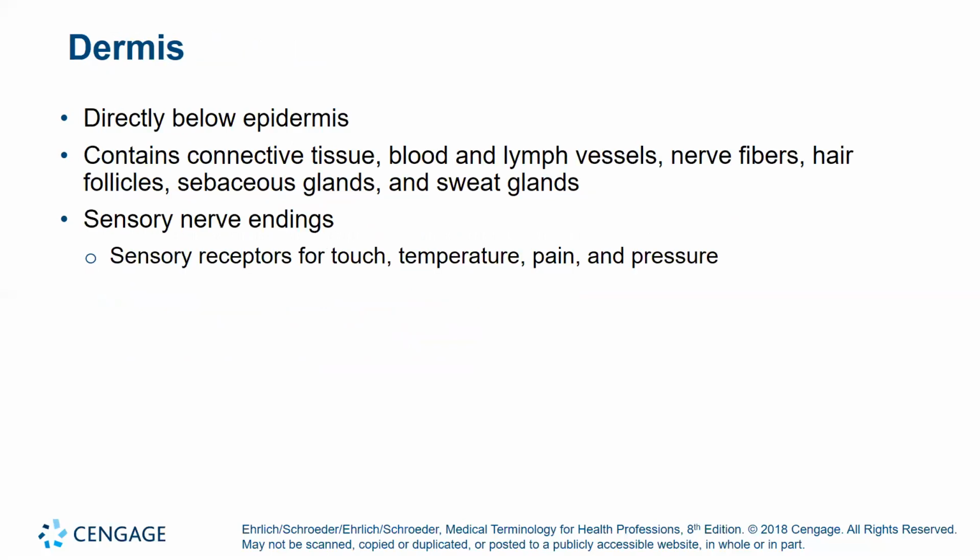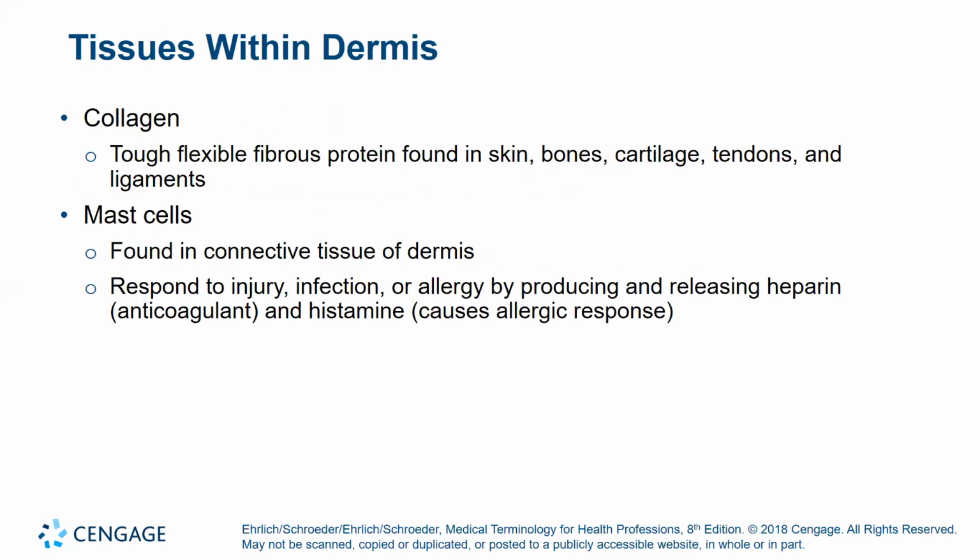Dermis, this is directly below the epidermis, contains connective tissue, blood and lymph vessels, nerve fibers, hair follicles, sebaceous glands, and sweat glands. Then the sensory nerve endings. These sensory receptors are for touch, temperature, pain, and pressure. Collagen. These are tough, flexible, fibrous protein found in the skin, bones, cartilage, tendons, and ligaments. Mast cells are found in connective tissue of the dermis. These respond to injury, infection, or allergy by producing and releasing heparin and histamine.